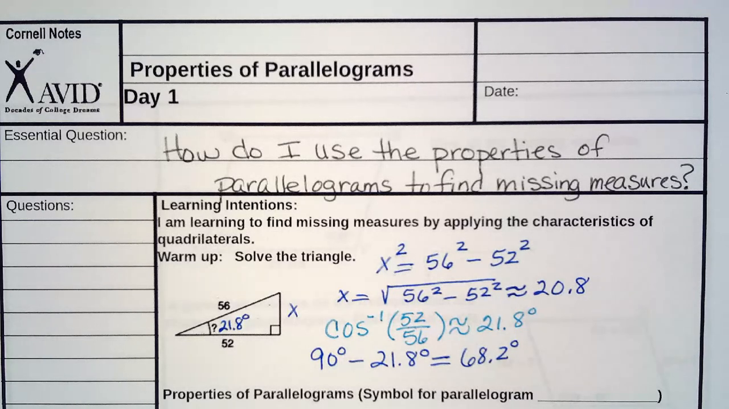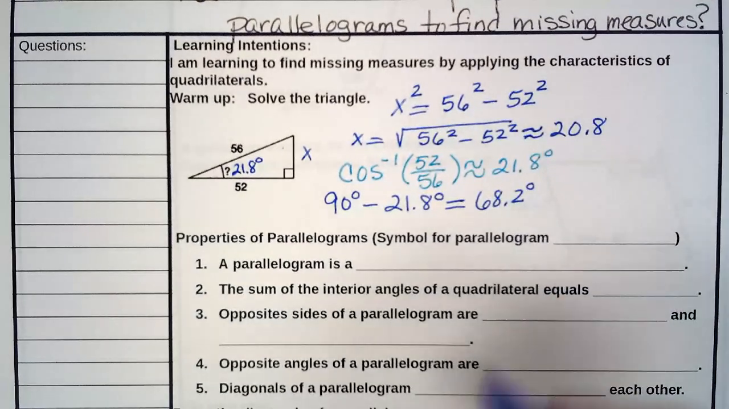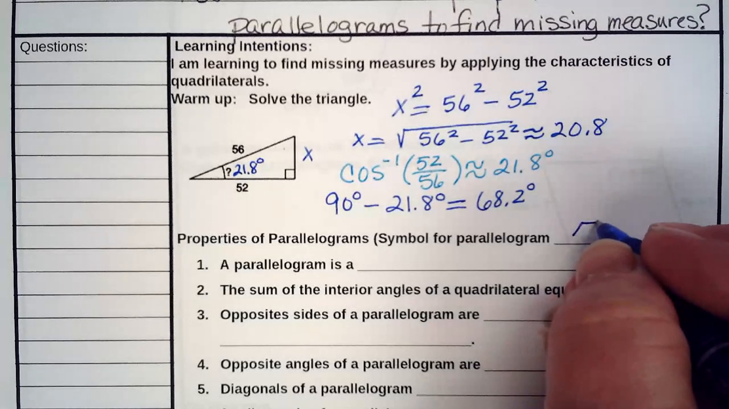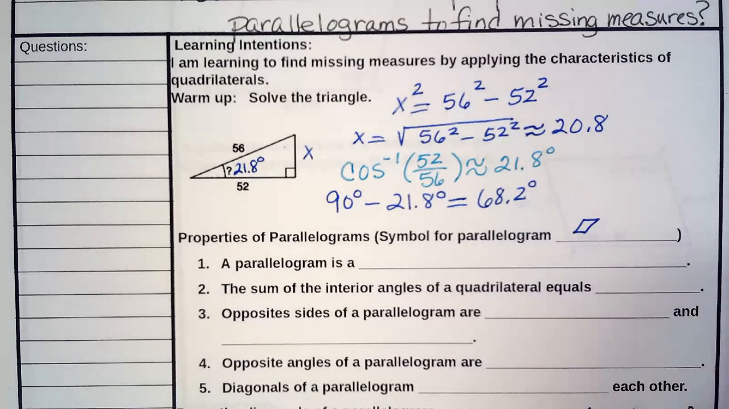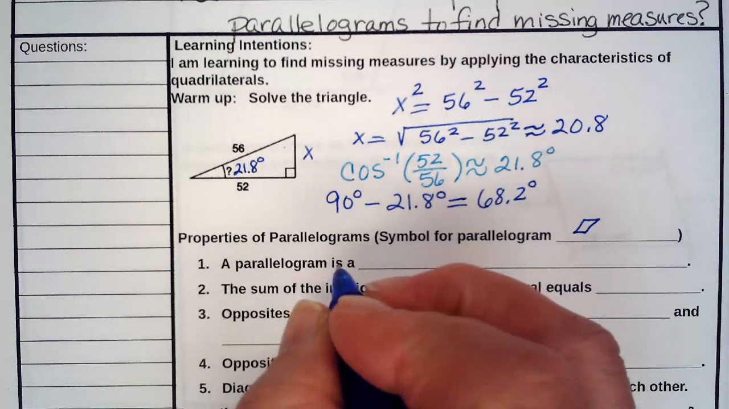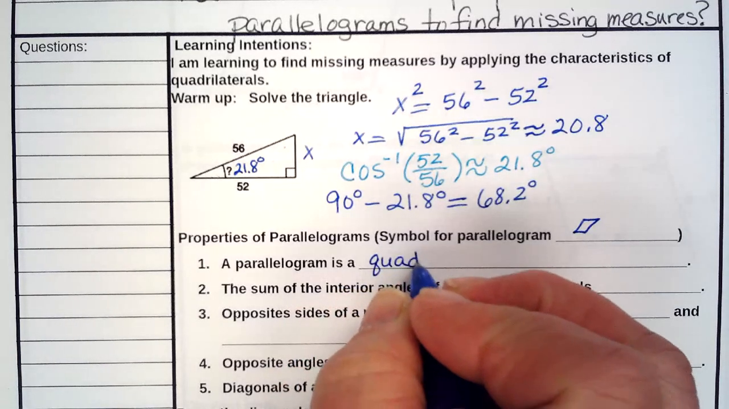So what are the properties of a parallelogram? Well, let's start with the symbol. The symbol for a parallelogram is a parallelogram. A parallelogram is a what? We're going to start out by using the number of sides. It's got 4 sides, so that makes it a quadrilateral.